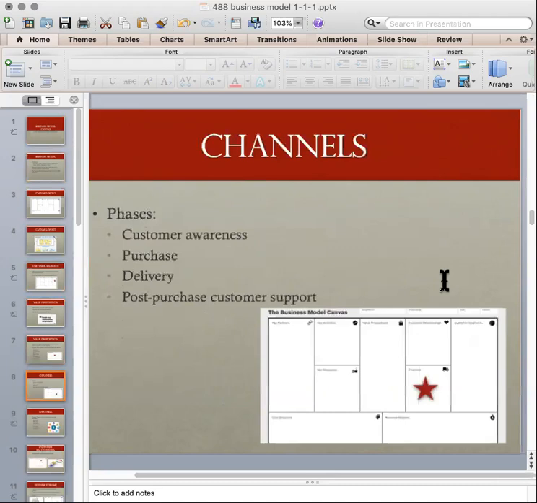So the channels building block describes how a company communicates with and reaches its customer segments to deliver a value proposition. Communication, distribution, and sales channels comprise a company's interface with customers. Channels are customer touchpoints that play an important role in the customer experience. These are responsible for raising awareness among customers about a company's products and services, helping customers evaluate a company's value proposition, allowing customers to purchase specific products and services, delivering a value proposition to customers, and providing post-purchase customer support.